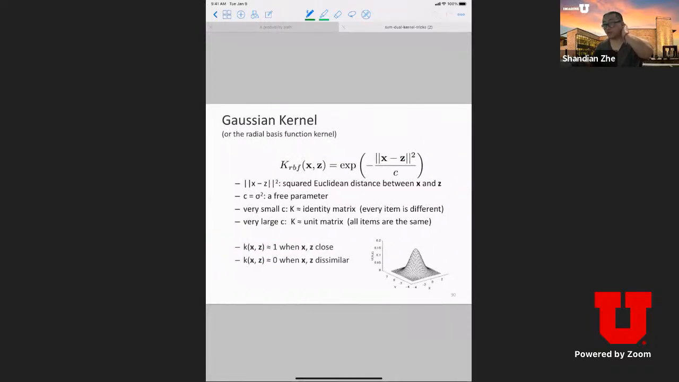And here I want to introduce this special kernel, which is very widely used. It's called the Gaussian kernel. So how do we calculate the Gaussian kernel function? It's very similar to a Gaussian distribution. That's why it's called the Gaussian kernel. We first calculate the squared Euclidean distance between x and z, so subtract x and z and take the square. Then you divide by a positive number c, take the minus sign, and take the exponential.